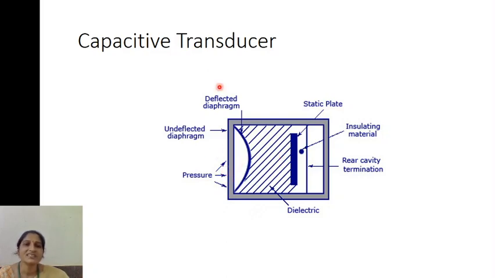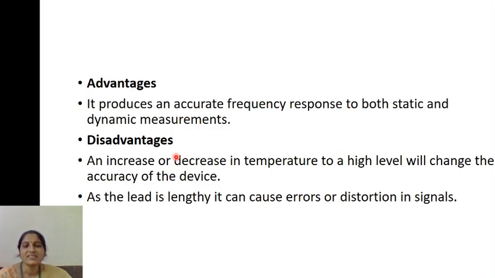So capacitive transducers are the transducers which measure the applied force in terms of capacitance. Capacitance can be measured by using the bridges or any oscillator circuits, so that by measuring that capacitance, you can measure the force applied on this transducer. This is about the capacitive transducer, and coming to the advantages of capacitive transducers.